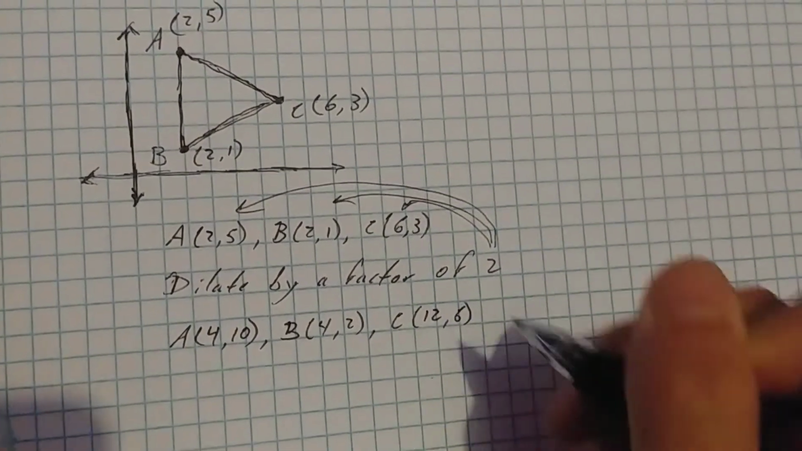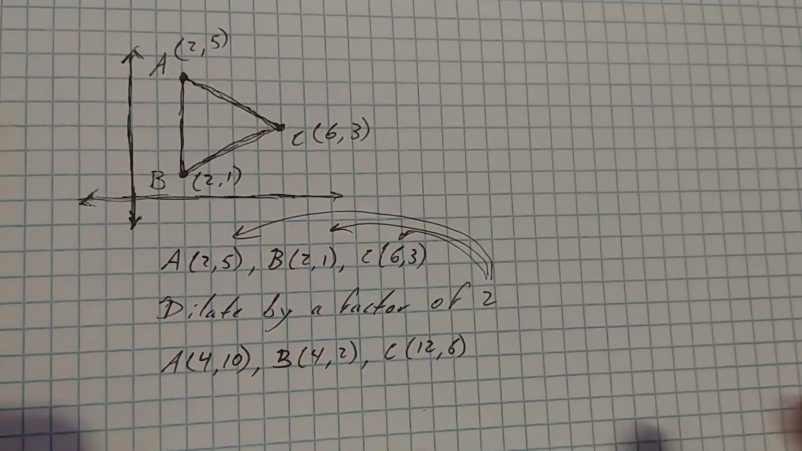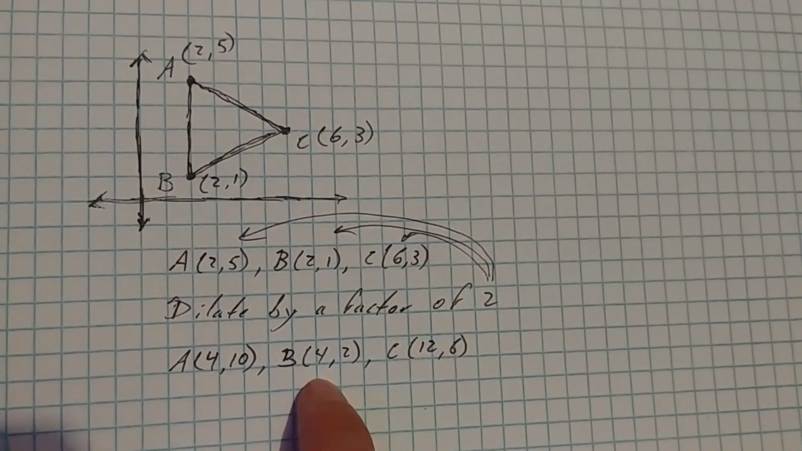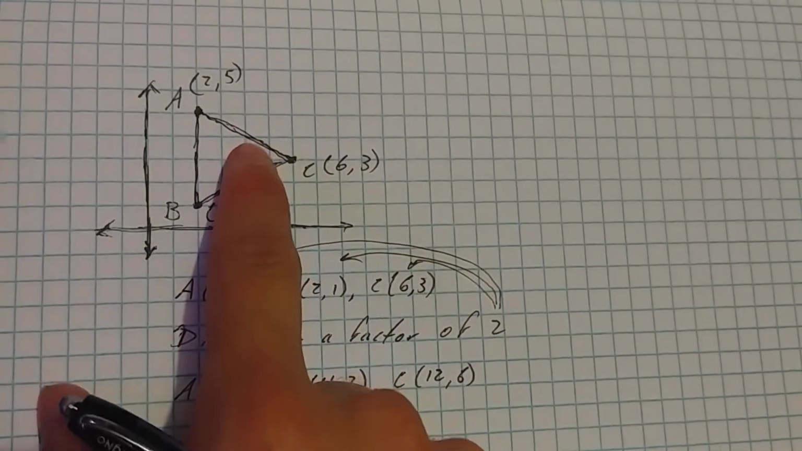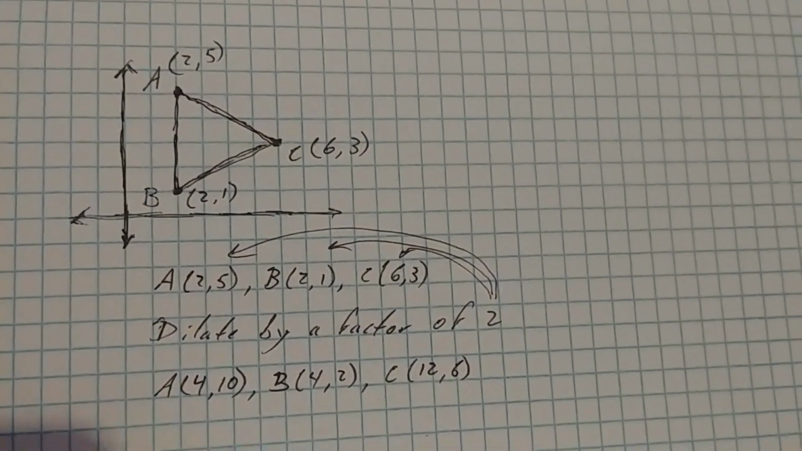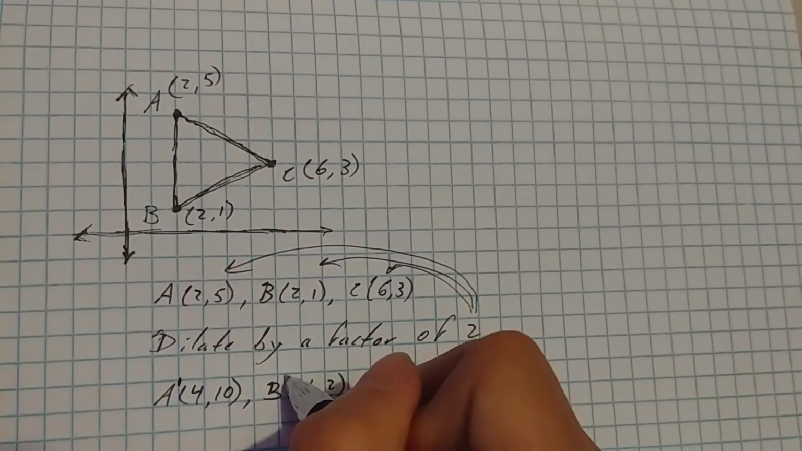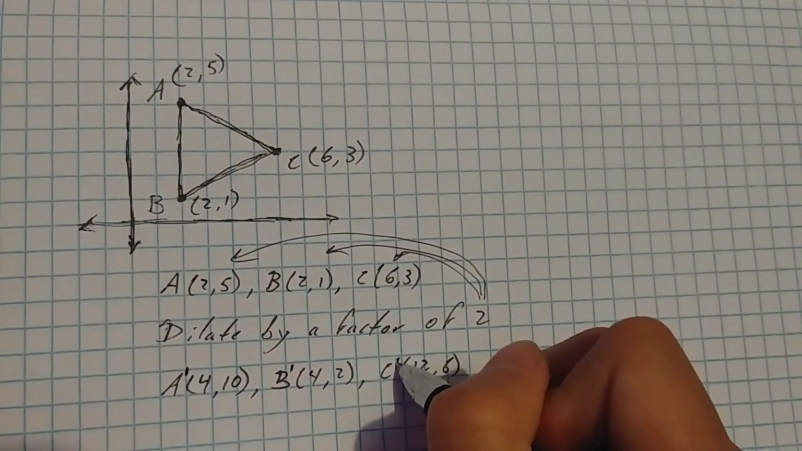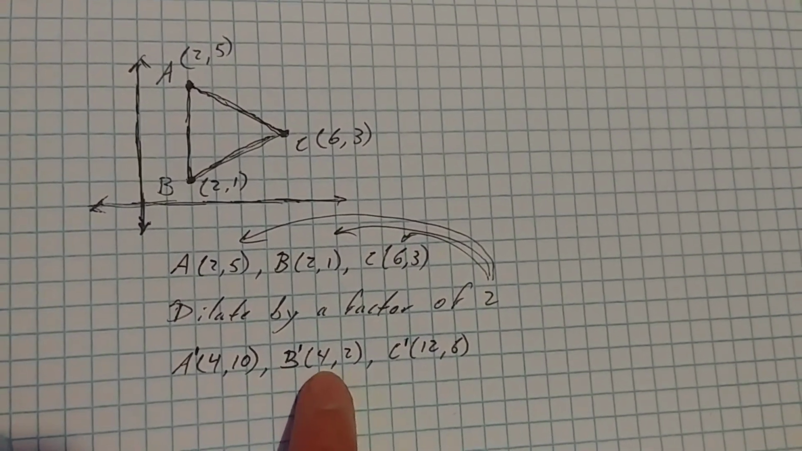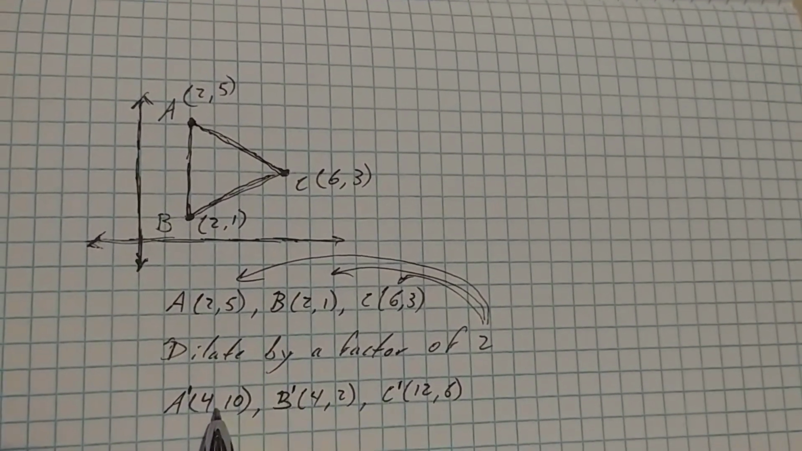But here's the thing. I now have my two sets of vertices. I have my original figure and I have my dilated figure. But when I plot these onto my x and y axes, I have to be able to identify which is the original figure and which is the dilated figure. And this is how we do it. I just put an apostrophe on each letter of my new dilated figure. We call this A prime, B prime, C prime. So my new dilated figure is going to be at 4, 10.